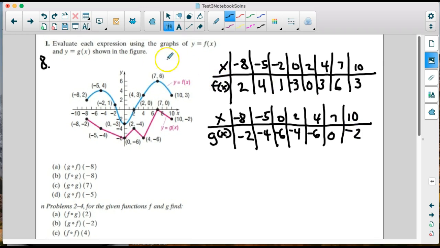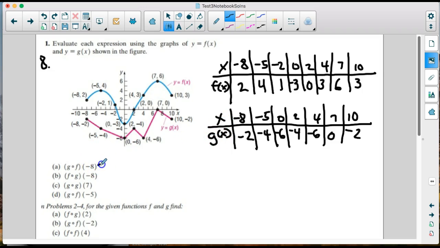Now, I made a chart of values for each of these. They're on the graph as well, but you can see this is going to help me look at the values that I'm looking at, negative 8, 2, negative 5, 4. Now these graphs are smooth, so there's points in between, but we're probably going to stick with the ordered pairs that are on the dots here. I just made a chart so it can help me look up the values quickly.